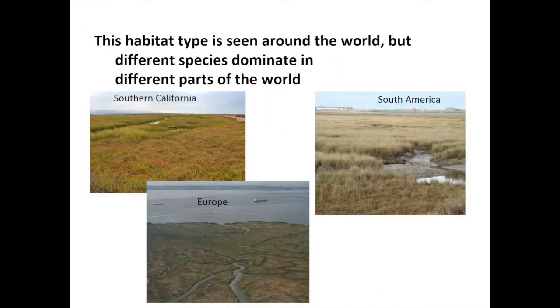Salt marshes can be found around the world, but in each of those places, as we go from the west coast of North America to the east coast of North America to South America and Europe, what we find is that different species are found in each of those habitats, but they, again, all serve a similar ecological role and have similar sorts of physiological environments that they have to contend with.